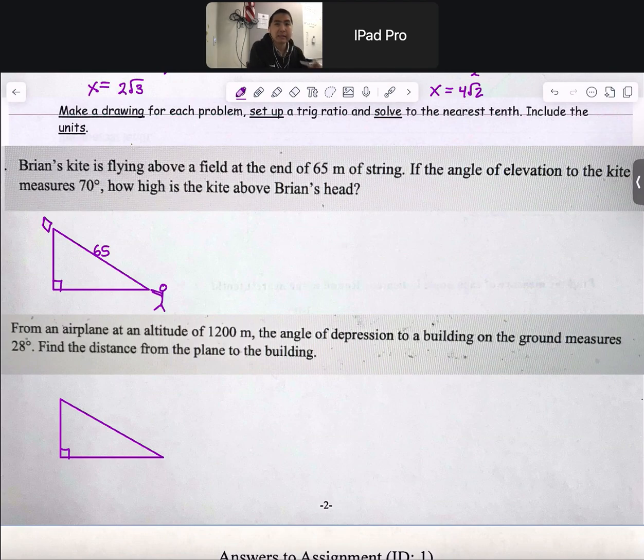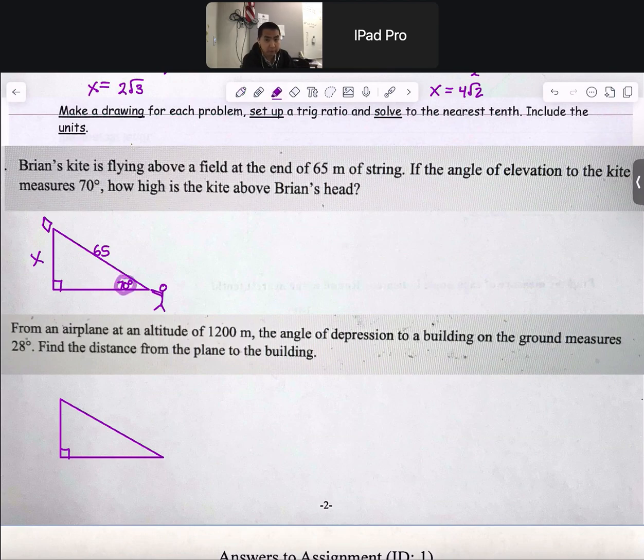The angle of elevation to the kite measures 70 degrees. The angle of elevation is the angle formed with the ground. So it's this one right here, so we know this is 70. How high is the kite above Brian's head? So the height of the kite would then just be there. So you have that triangle, and now you can solve using your trig.